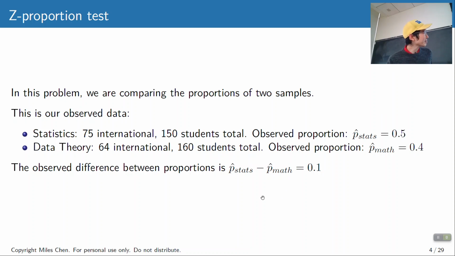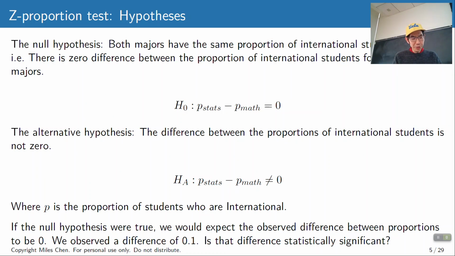So as far as what we see, 75 out of 150 is 0.5, and 64 divided by 160 is 0.4. What's that difference? 0.5 minus 0.4 gives a difference of 0.1. We get a 10 percentage point difference between the two proportions, and the question is whether that 10 percentage point difference is statistically significant.